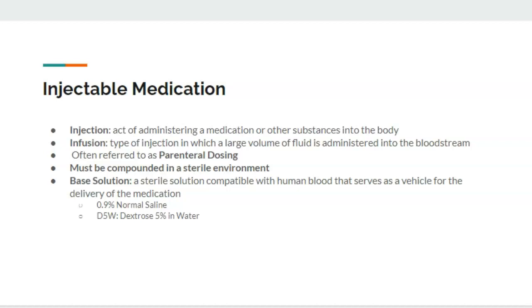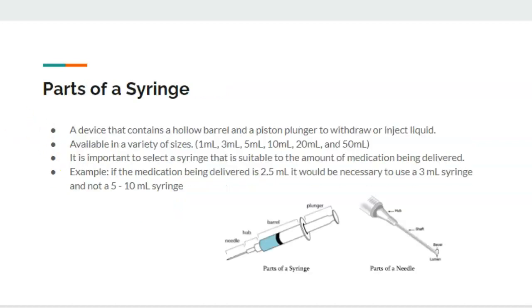It's usually a vehicle for the medication, and it's usually used in an infusion. An example would be, I listed them here, 0.9%, which is normal saline, or D5W, which is dextrose 5% in water. That's usually what we put different medications into to infuse into the bloodstream in the body. Now, how do we get these in there?